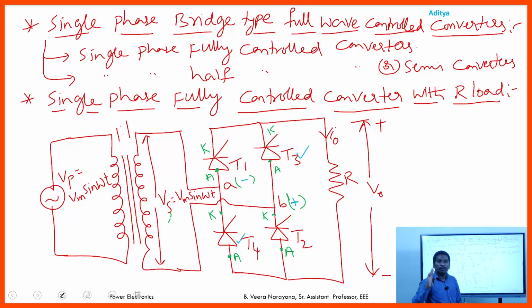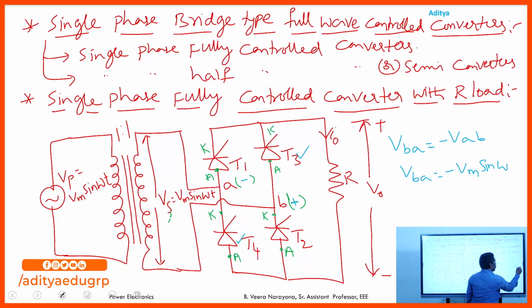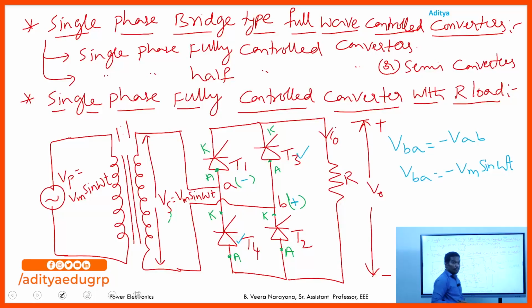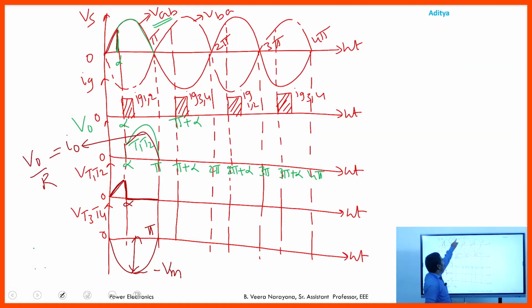At omega t equals pi plus alpha, we provide the gate pulse to T3, T4. Corresponding to that, from pi plus alpha to 2 pi, T3, T4 are in the on state and the voltage VBA is nothing but minus VAB, which is VBA equals minus Vm sin omega t. So minus Vm sin omega t can be represented as the mirror representation of VAB.